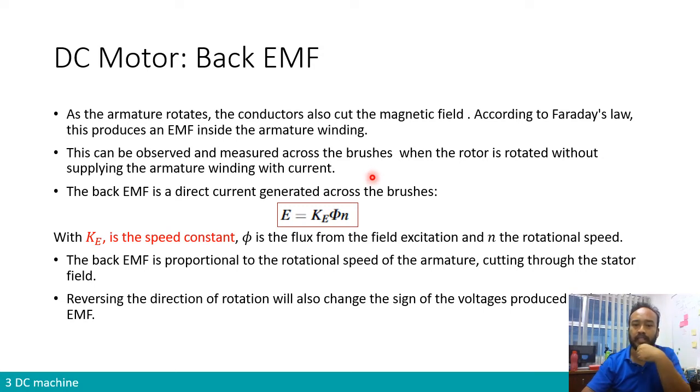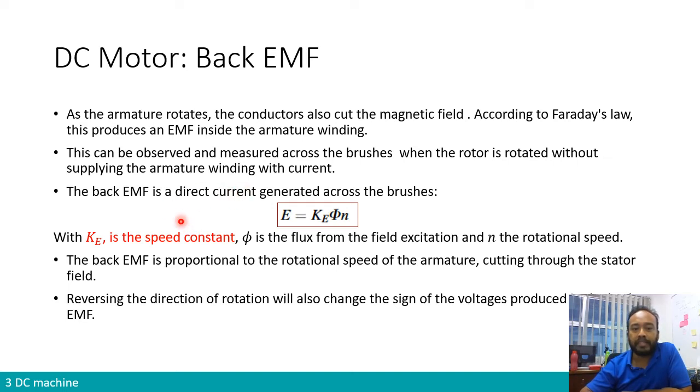So now the machine is operating in generator mode, and this voltage is what we call EMF. The term is back EMF, because the voltage is countering the direction of the voltage that you supply. If you're supplying a certain voltage, the rotor rotates, and the reaction of induction will create a reverse voltage. That's why we call it back EMF.